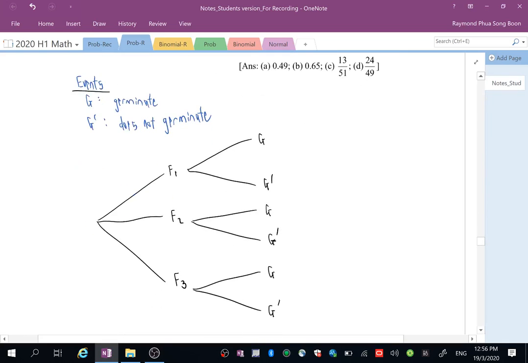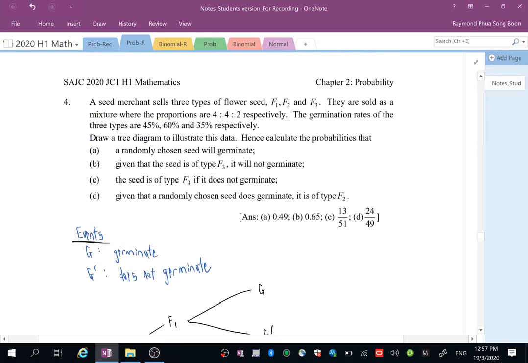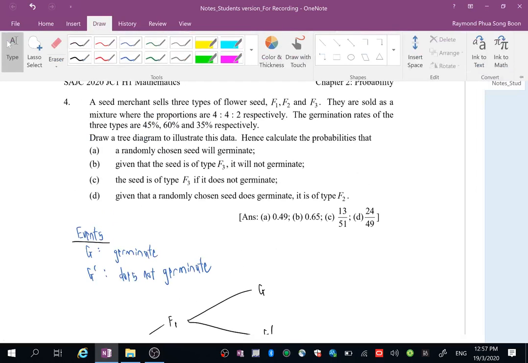So we will define the events first. G represents germinate and G prime represents does not germinate. The first level will be the type of seed, F1, F2, or F3, and the second level will be, for each type of flower seed, the probability they will germinate as well as not germinate.